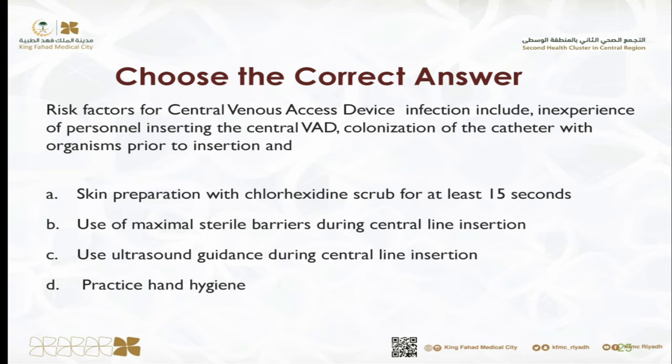Choose the correct answer. Risk factors for central venous catheter infection include inexperience of personnel inserting the central line and colonization of the catheter. The proper answer is skin preparation with chlorhexidine scrub for at least 15 seconds. As we know, the proper practice is to scrub at least 30 seconds, not 15 seconds.